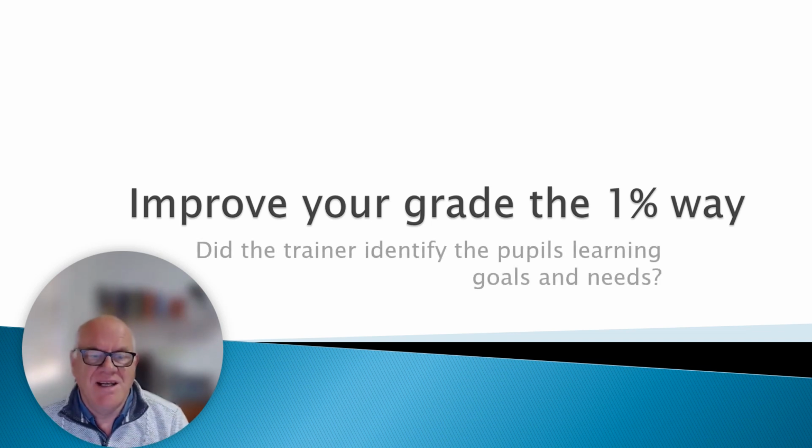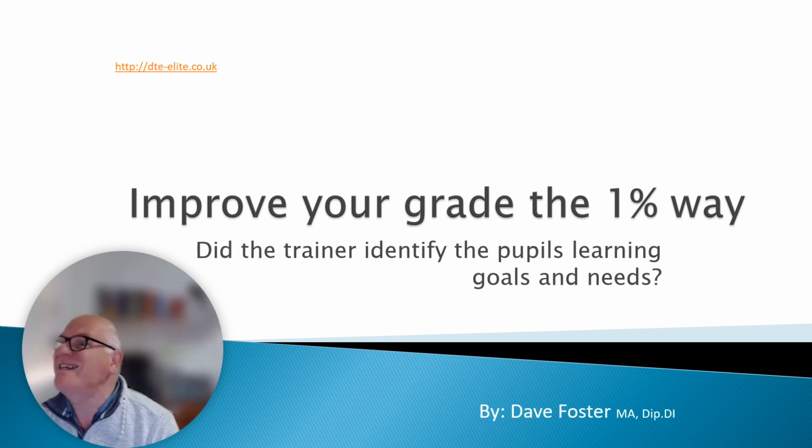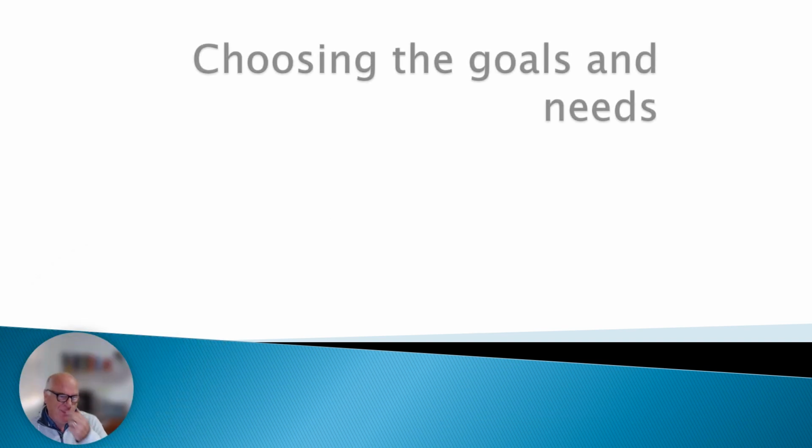Today we're going to look at: did the trainer identify the pupils' learning goals and needs? Although this is the very first one on the list on the ADI Part 3 forms and standards check forms, I'm not going to cover them all in this order, but this is to me one of the most important ones. Without this one, the rest of them don't really work. They all fit together. This is a bit like the foundation blocks. So I'm going to cover this first one.